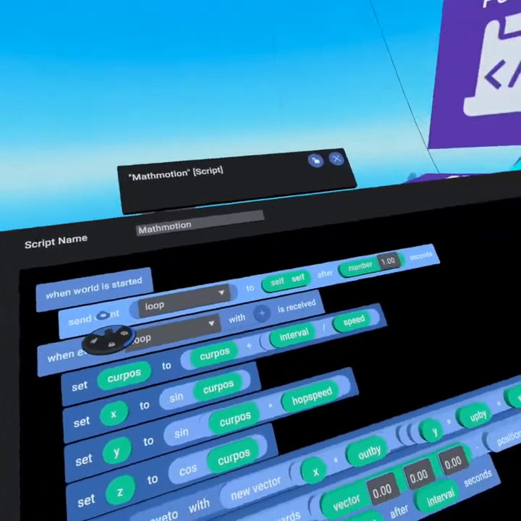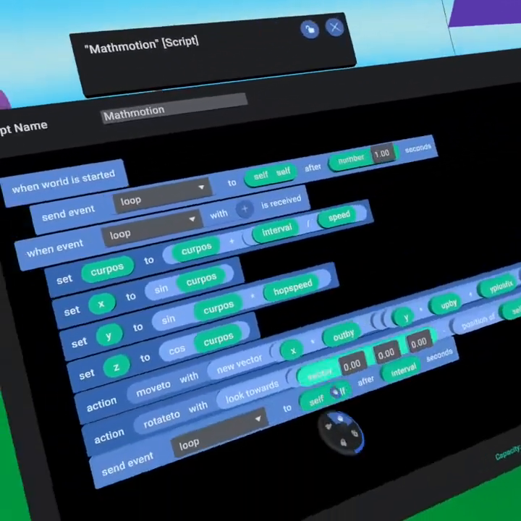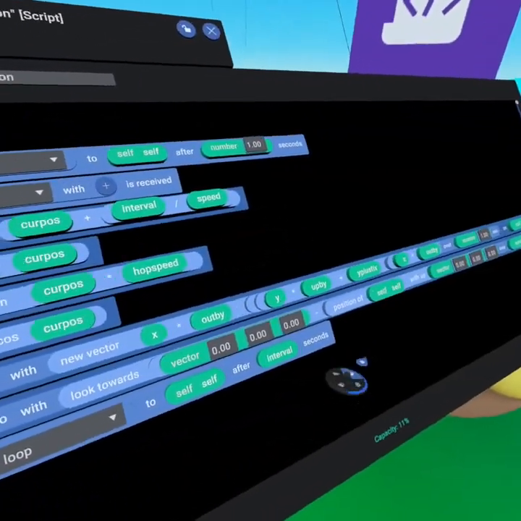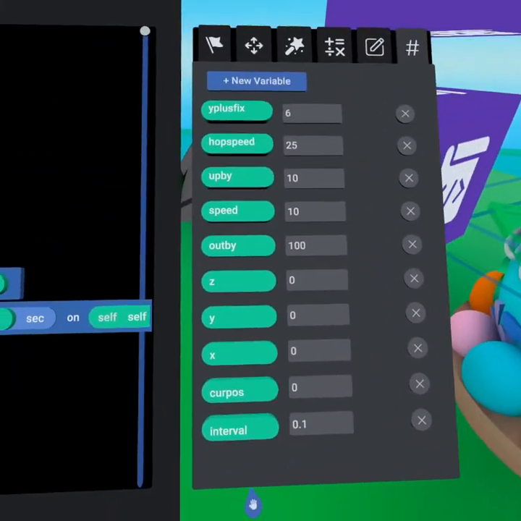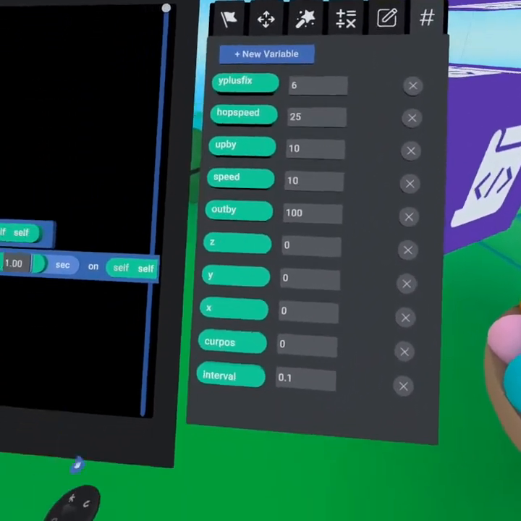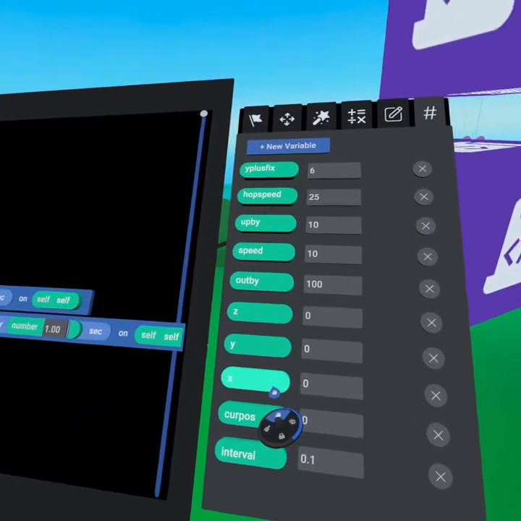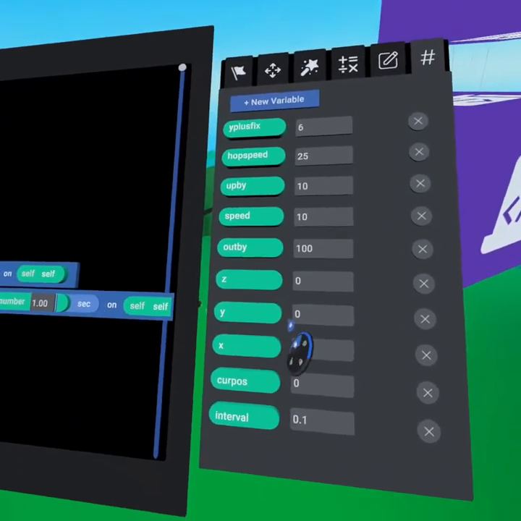When world is started, we create a loop, and we send that loop after 1 second, and then we send that loop back to self over and over again with interval. Interval is currently set to 0.1 seconds. We can also see that we have a variety of variables in here, including current position, x, y, and z, which are just simple number variables.